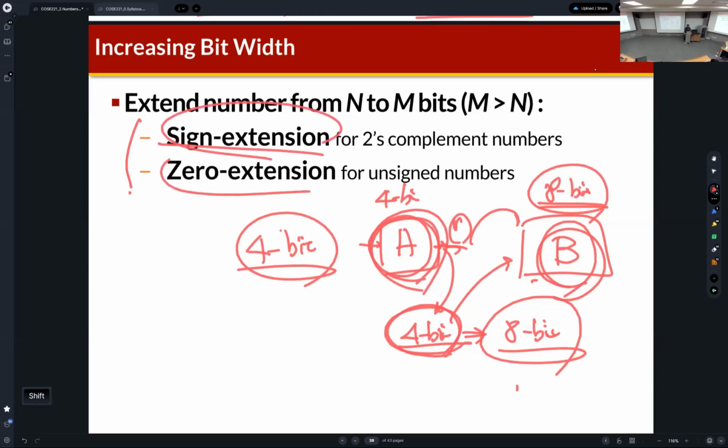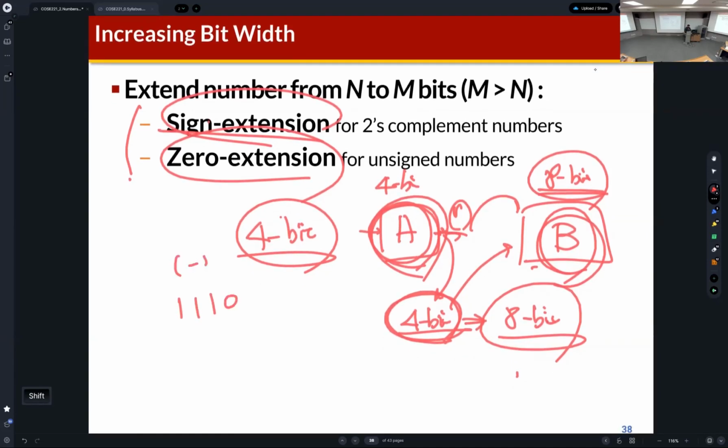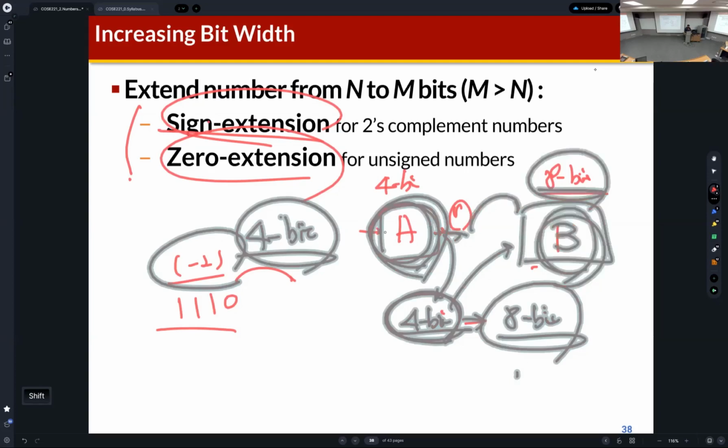Okay. There are two different methods: sign extension and zero extension. You may think that if we use the two's complement number system, we need to apply sign extension. If we use the unsigned number system, then we need to apply zero extension. So it's obvious, right? Here is an example: 1110 is -2 in the two's complement number system. Let us assume that we want to increase the number of bits of this -2 to 8 bits.